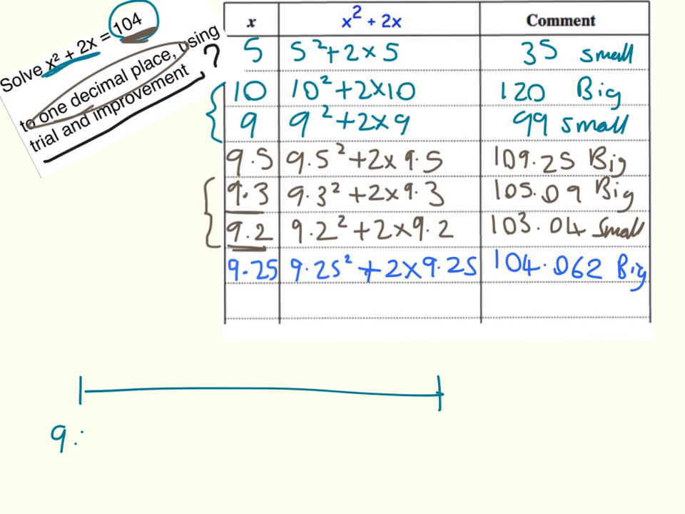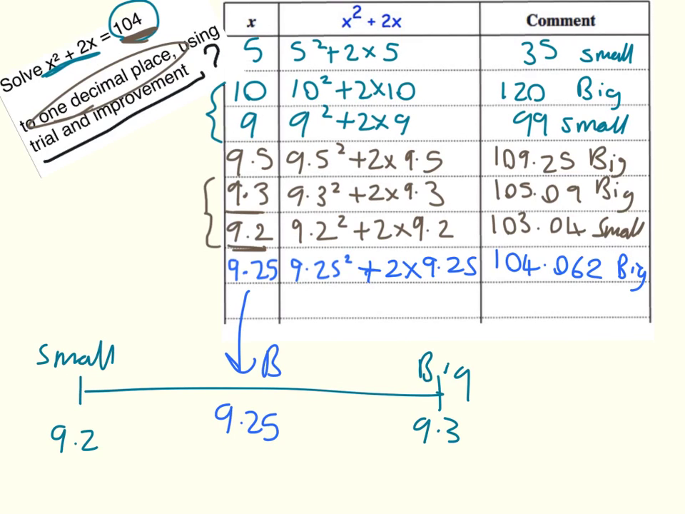Now we know that 9.2 is too small and 9.3 is too big. You've just worked out that 9.25 in the middle is also too big. So which side of this line is my answer going to be? Well, my answer is going to be this side of the line, because it's somewhere between these two. So to one decimal place, this is my answer. X equals 9.2.